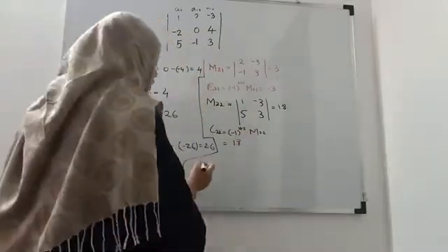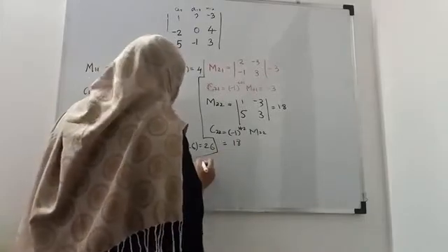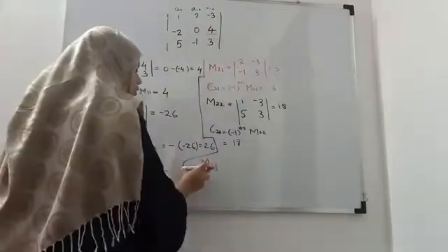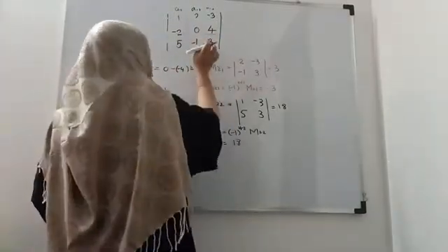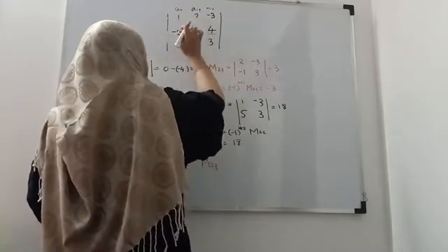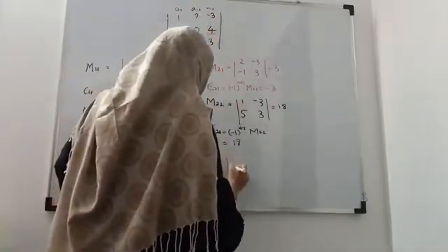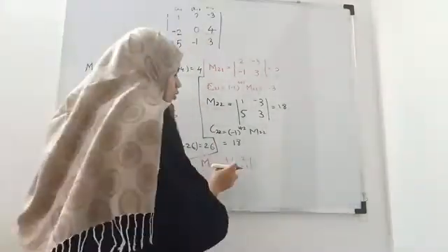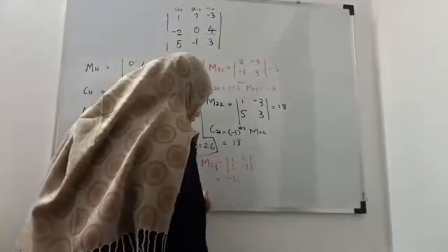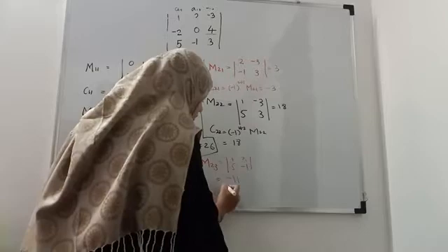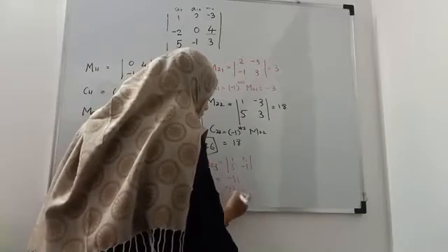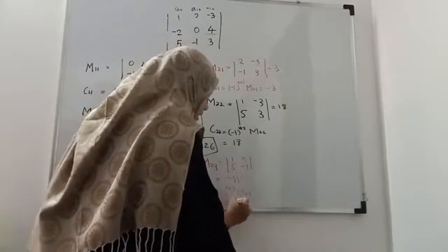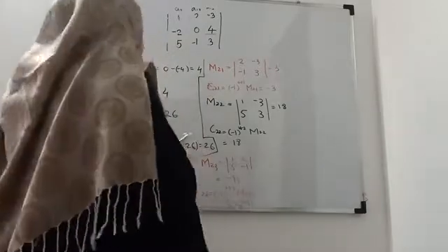Now next is M23. For that, 2 means second row, 3 means third column. Second row and third column gone, you will be left with 1, 5, 2 and minus 1. So the answer is 1 into minus 1 minus 10, that is minus 11. Therefore C23 is minus 1 raised to 2 plus 3 into M23. So minus 1 raised to 5, that is minus 1, times minus 11, which is equal to 11.